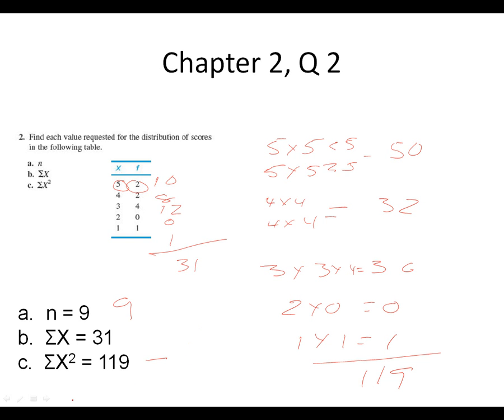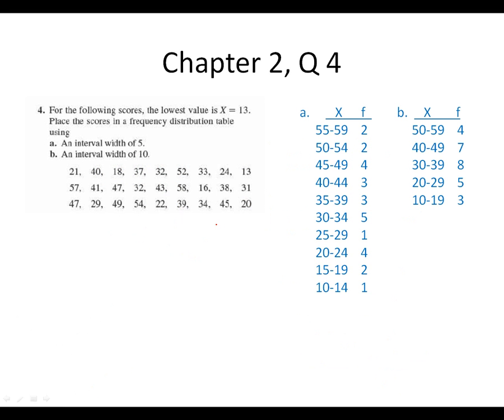Popping over to the next page, we are simply here going to make a list of intervals. It's question 4. For the following scores, the lowest value is x equals 13, and of course that's here, and I'm sorry, couldn't quite get that circle, 13. We're placing the scores in a frequency distribution table, and first we're using an interval of 5, so we're going to start at the lowest one with 13 in it.